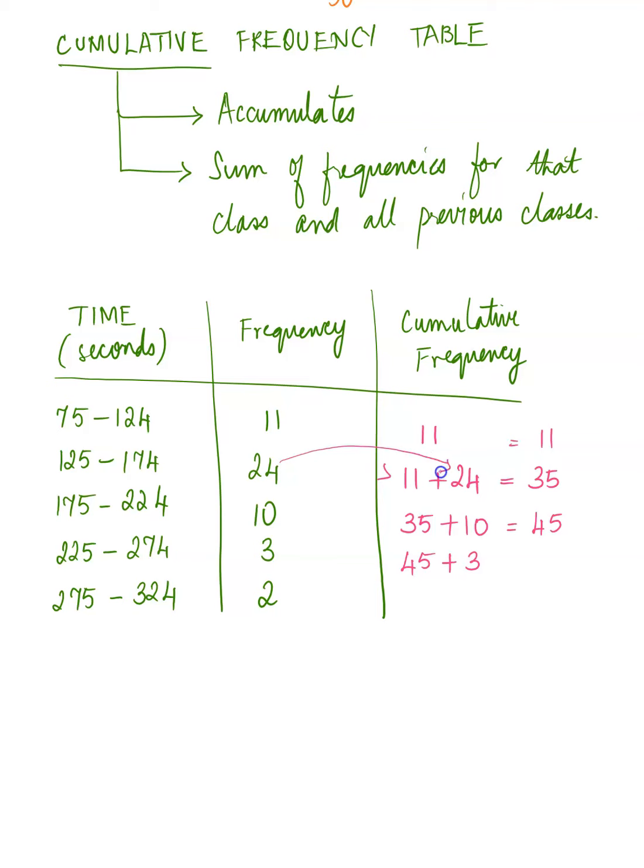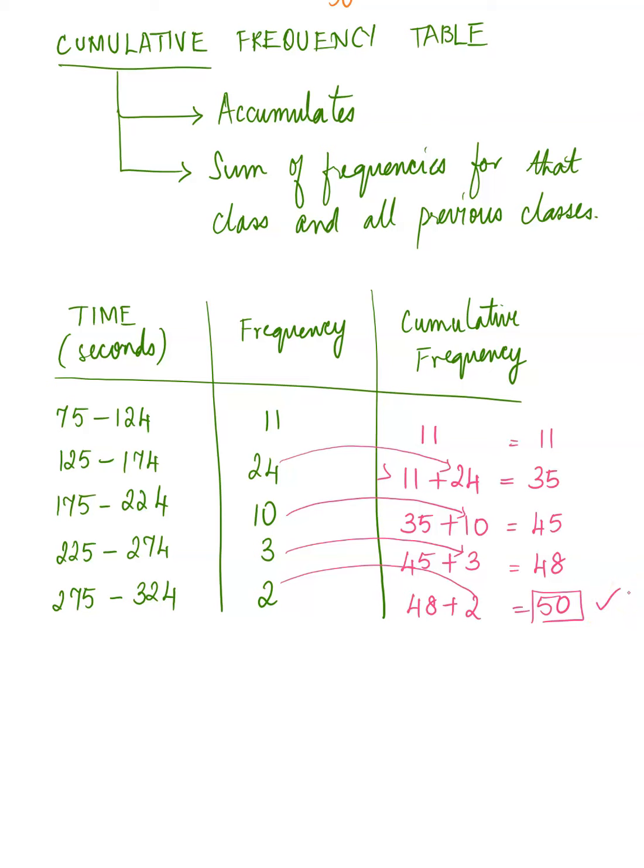Okay, 24, 10, 3, right? So to the previous one, you're adding the current frequency. So 45 plus 3 is 48. Then 48 plus 2 is 50. Do you know you did that right? Because it should all add up, cumulative. So it should add up to 50.